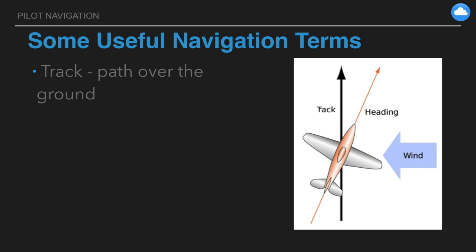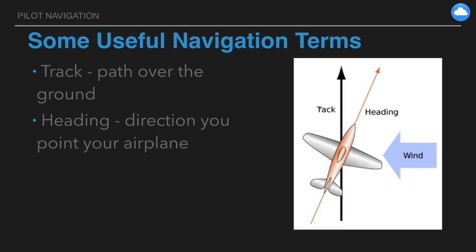That's the path I'm trying to follow over the ground. Your track can be measured from either true north or magnetic north. We'll talk about that in a little bit. In the United States, I tell you this because of your flight calculator, they use the word course. So anytime you see the word course, it just means track. It means the same thing. It's a path over the ground. Heading is the direction you actually point the airplane.